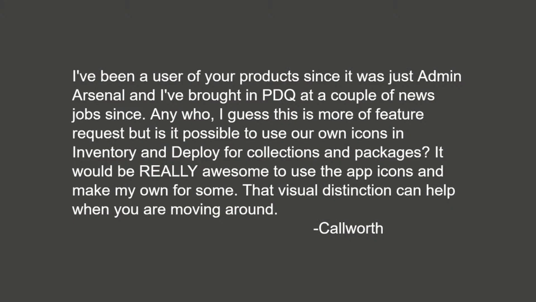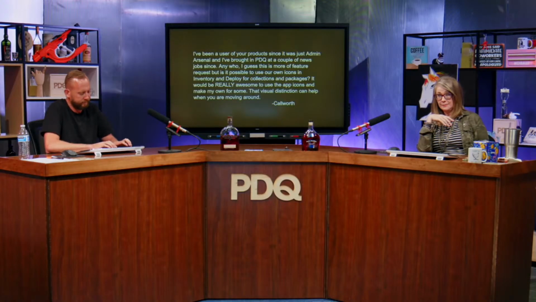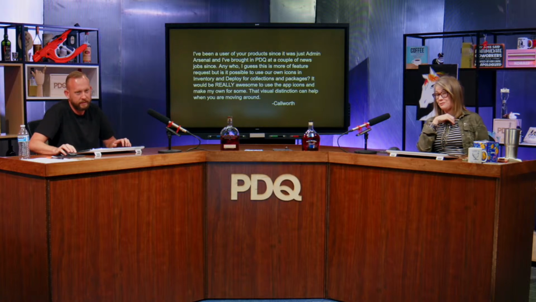I've been a user of your products since it was just Admin Arsenal, and I've brought in PDQ at a couple of new jobs since. Anywho, I guess this is more of a feature request, but is it possible to use our own icons in Inventory and Deploy for collections and packages? It would be really awesome to use the app icons and make my own for some. That visual distinction can help when you are moving around. Sincerely, Calworth. I like this question because I would want to do the exact same thing.